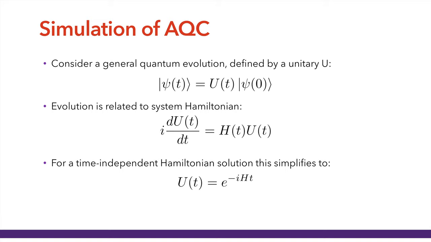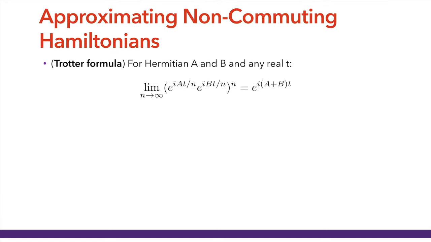Now, what if our Hamiltonian has non-commuting terms? With QAOA, we could stop here, because we can just simulate this operator, because all of the terms of our Hamiltonian commute. Now, in an adiabatic quantum evolution, in an adiabatic Hamiltonian, the terms do not commute. So what we have to do is apply the Suzuki-Trotter decomposition.